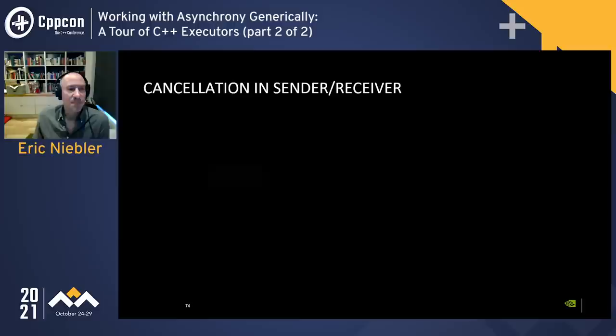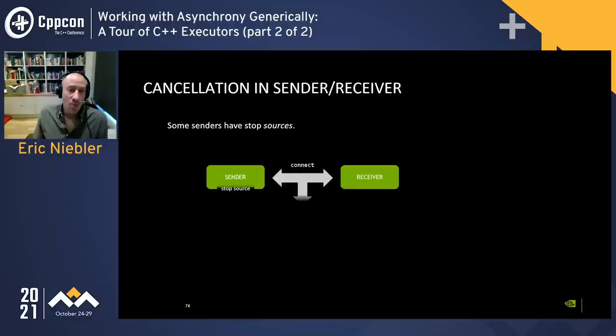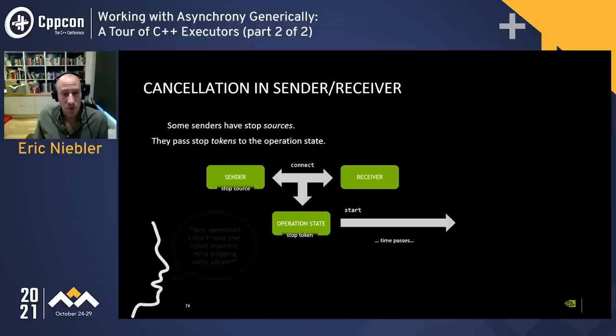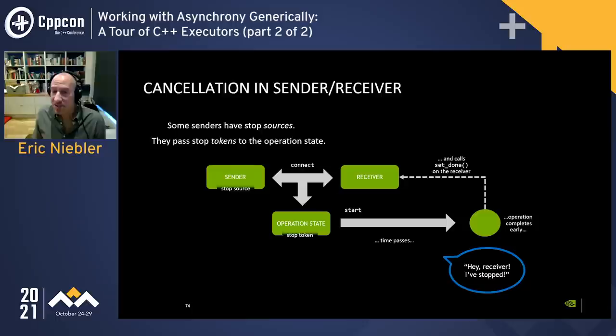So in sender receiver, it looks a little like this. Some senders, like maybe the when all sender, would have a stop source. It connects to a receiver, creates an operation state. It passes a stop token to the operation. Now, you're going to start the work, and say somebody says, hey, I don't need this result anymore. Please stop early. And the operation says, I'll do my best. And so the operation, hopefully, completes early and notifies the receiver by calling set done on it. I've stopped early. I don't have a value or an error. I've canceled. So this is kind of like a three-way handshake, right?